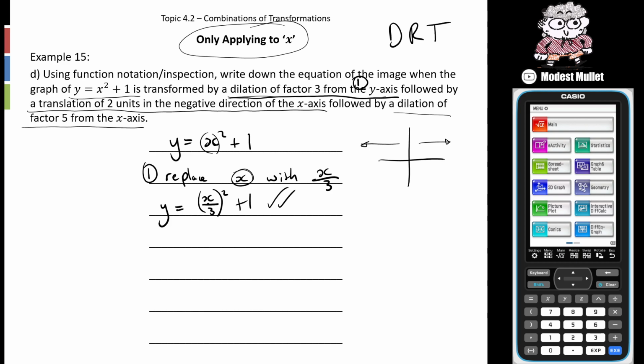Let's look at our second one, a translation of 2 units in the negative direction of the x-axis. So for the second one we need to replace x, and in this case it's the negative direction, 2 units along the x-axis, so we're going to replace x with x plus 2. We swap the sign when we're moving in the x-axis direction, so we're now going to get y is equal to x plus 2 all on 3 squared plus 1.